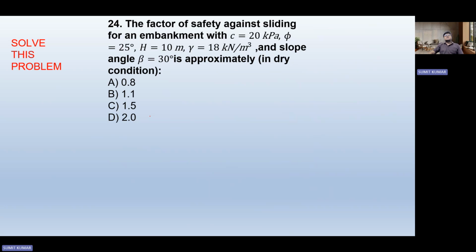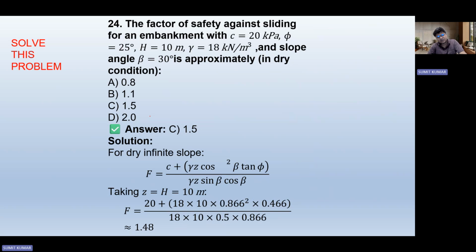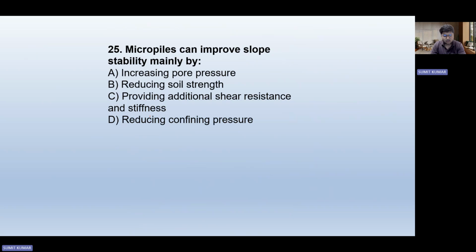Next question is the factor of safety against sliding. This question has already been taken earlier, and the solution is also discussed. So let me show the solution and move ahead. Over here we know the c and gamma z cos square beta tan phi terms are there. Gamma z sin beta cos beta is also there. When we do the calculation, the solution is easily obtained.